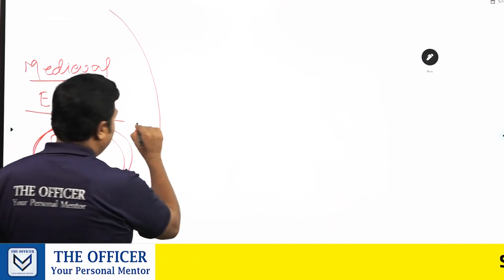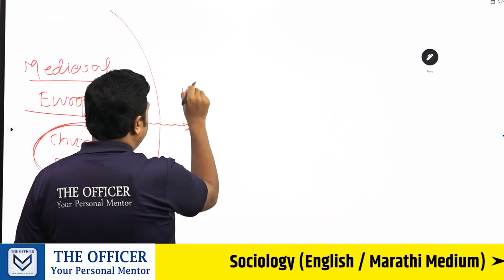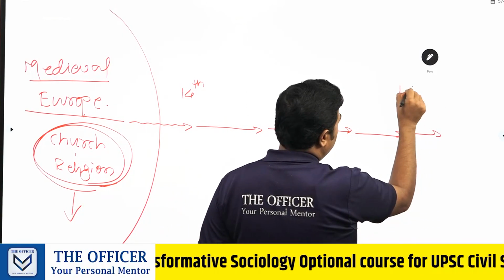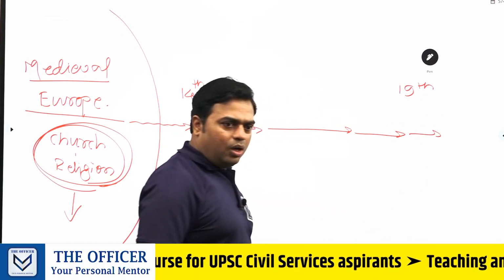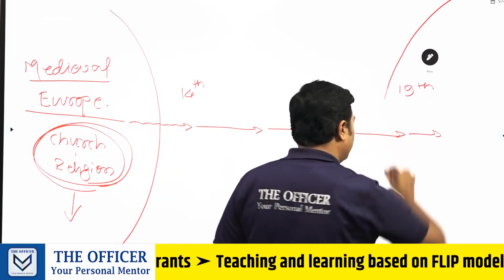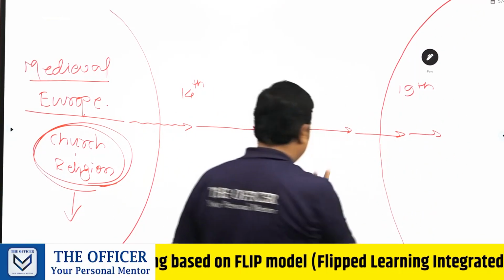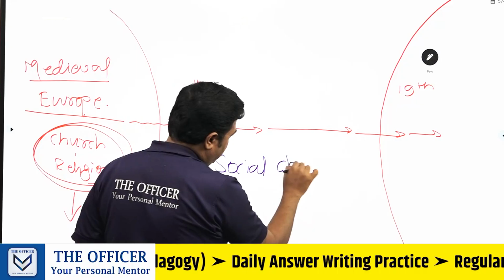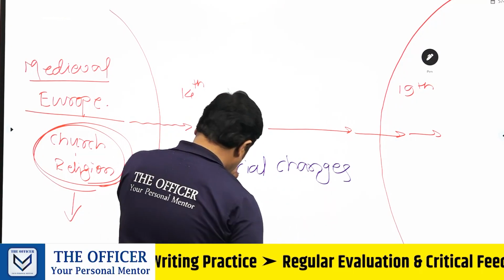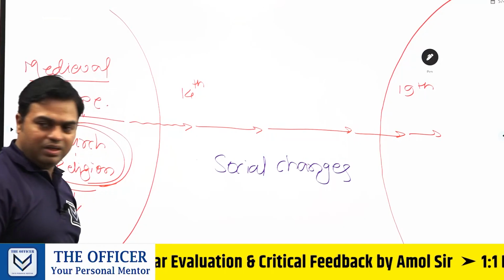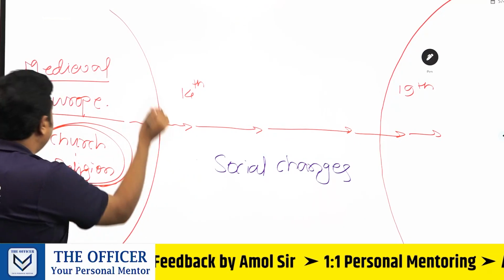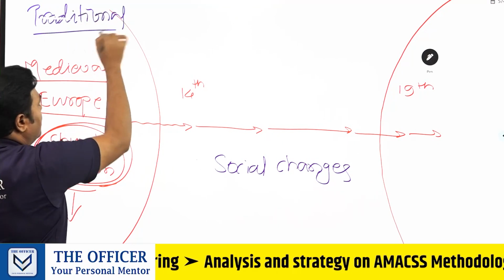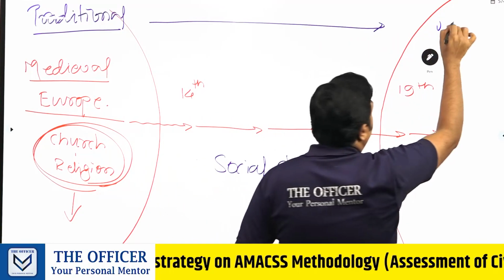Now, what happened here? From the 14th century to the 19th century, a lot of social changes took place in Europe. And because of all these social changes, European society transformed from traditional society to modern society.